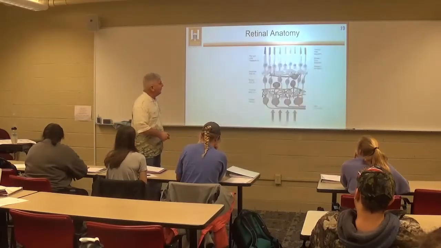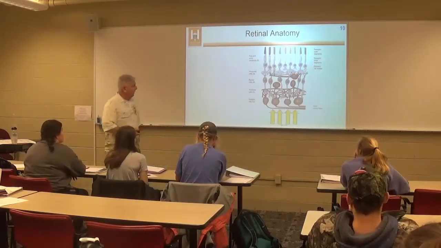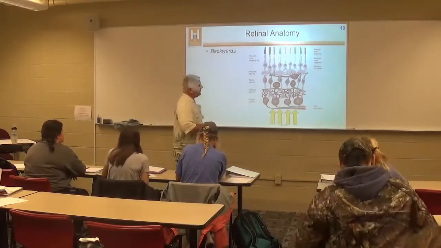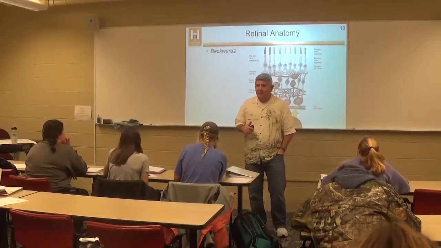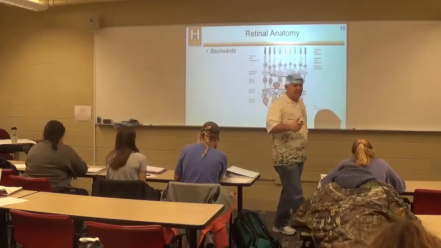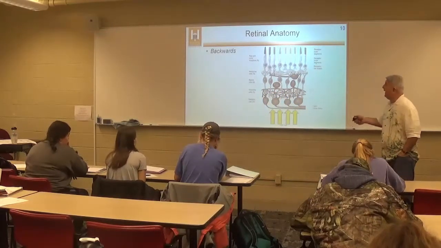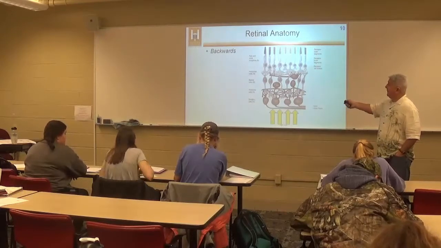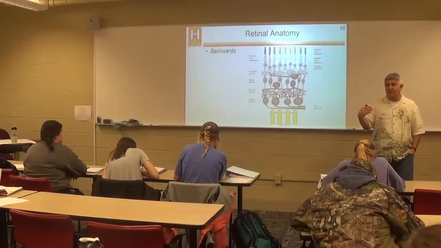So why is this all backwards like this? Why does the light come in like this? Well, it turns out that these rods and cones use a lot of energy in order to transduce light. And because their energy needs are so high, they have to be back here next to the pigment epithelium that can supply nutrients to them.